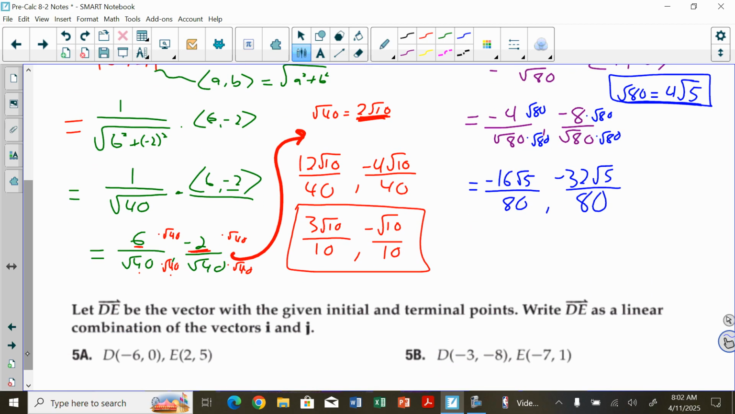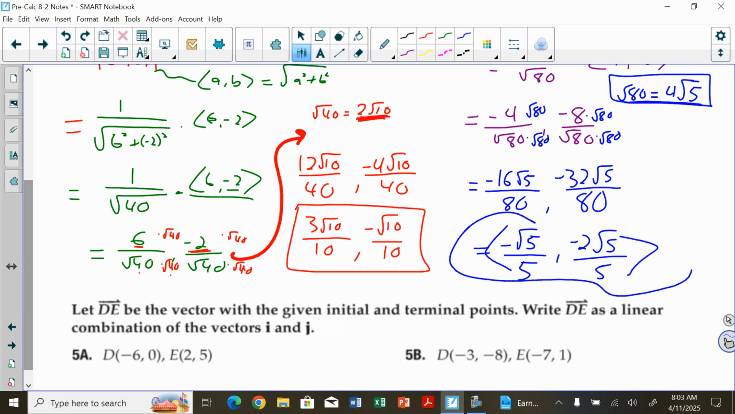So reducing this becomes, I believe 16 goes into both of those. So this would be negative square root of 5 over 5, comma, this would be negative 2. 16 goes into both of those as well. Square root of 5 over 5. And I guess I should put vector symbols there, and that is my answer there. And these need vector symbols as well. And there you go. Okay.